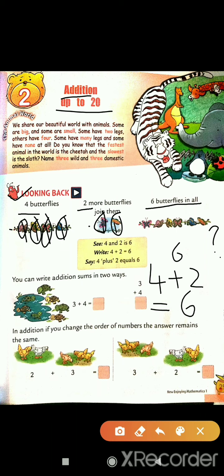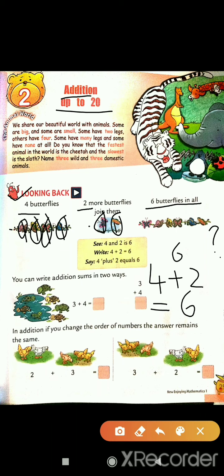One more thing. In addition, if you change the order of numbers, the answer remains the same. If you are changing its order, then too its answer is not going to change. It will remain as it is. For example, see, here 2 birds are there and here 3 birds are there. So 2 plus 3, count it together. 1, 2, 3, 4, 5. What is the answer? 5.